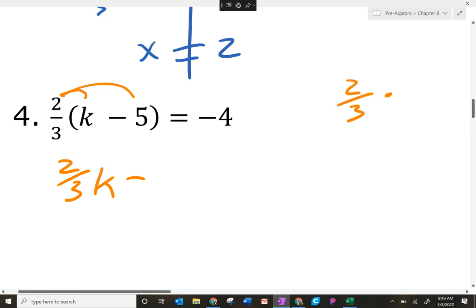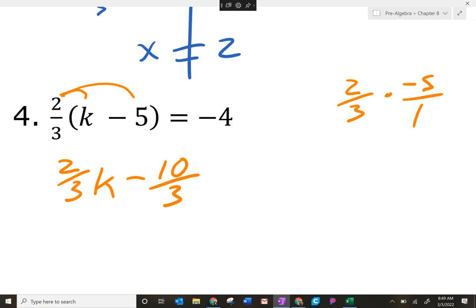2/3 times 5, or times -5, is the same as saying times -5 over 1. You guys remember seeing those? Whenever we multiply, we're only multiplying across the top and then across the bottom. So when I have this -5, it's only going to be across the top. So 2/3 times -5 is going to give me -10 over 3. And I am not going to change that bottom number. Okay, this bottom number is going to stay the same.